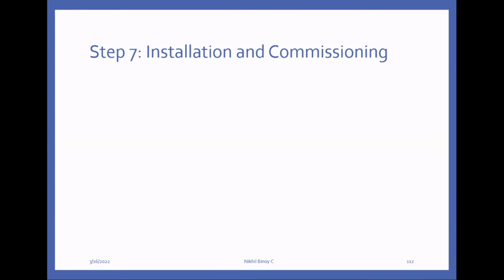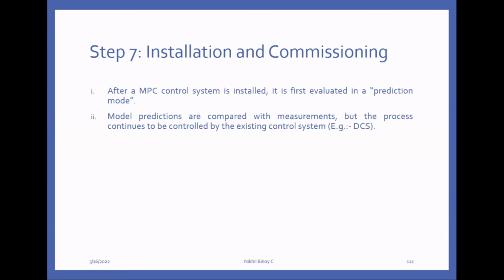Now the second last step is installation and commissioning. Once we have the model predictive controller and the operator is familiar with it, then we can install the model predictive controller and commission it. A number of steps are there. After an MPC control system is installed, it is first evaluated in a prediction mode. Model predictions are compared with the measurements. Then we have the bias correction.